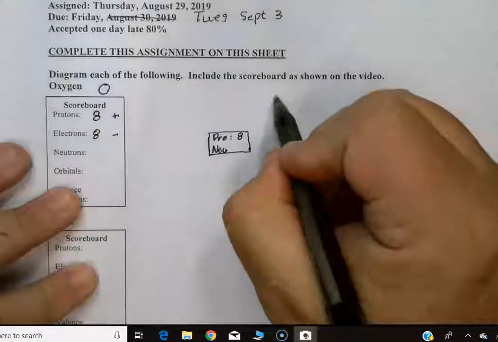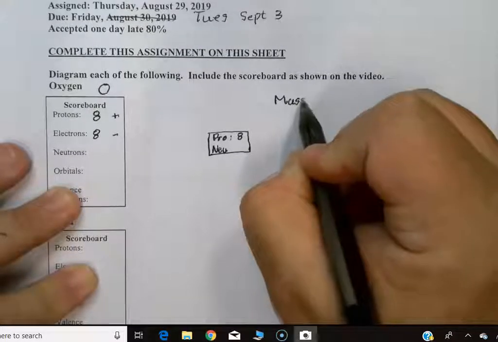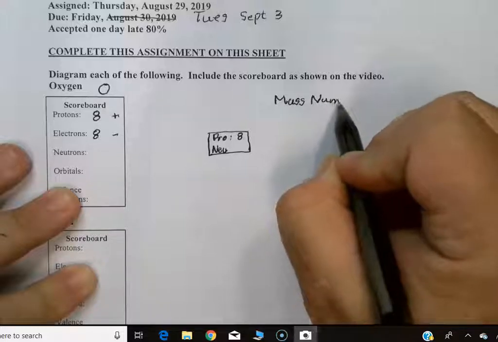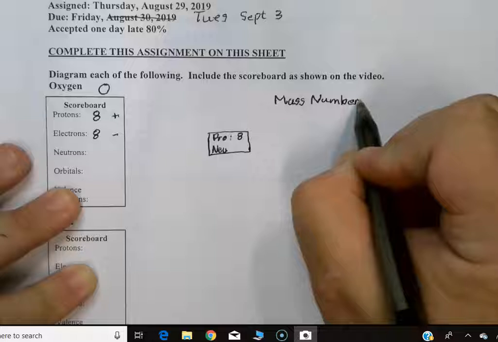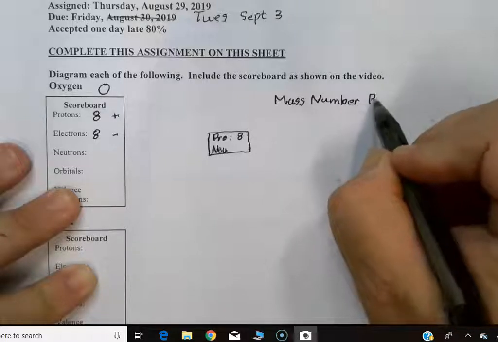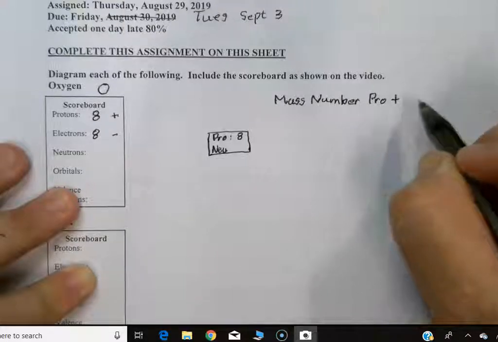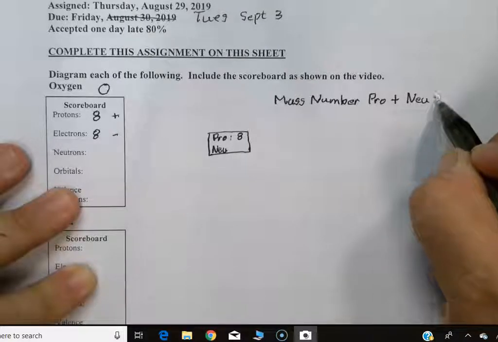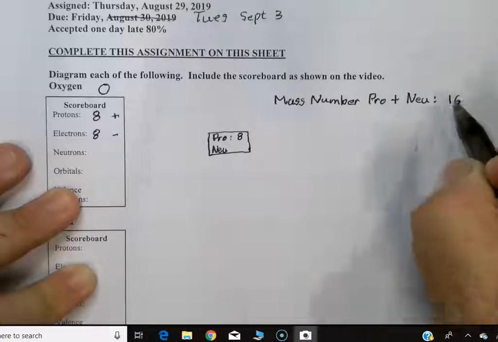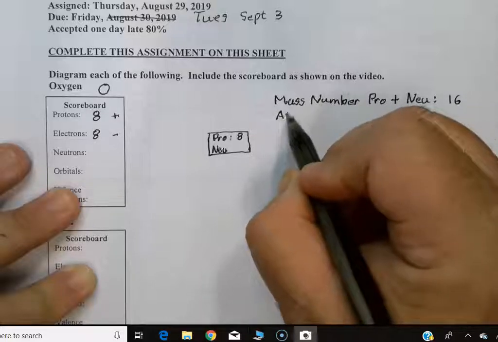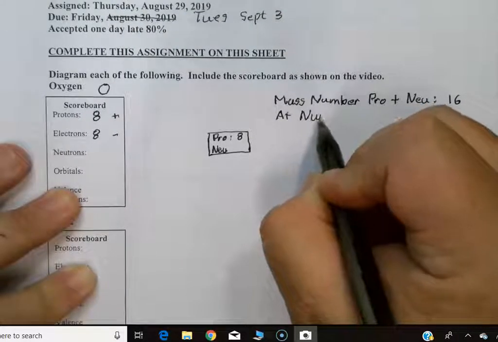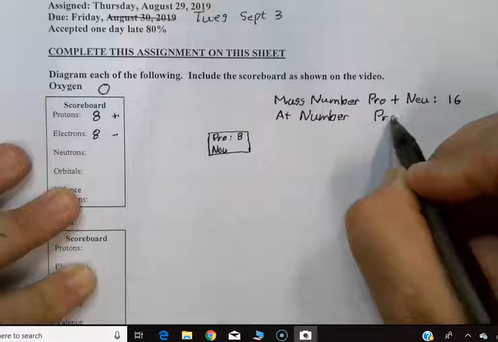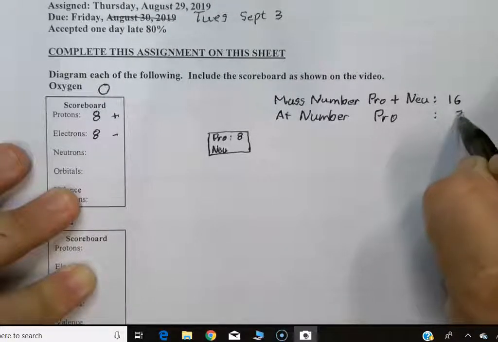So that is called the mass number, as opposed to the atomic mass. So the mass number, you take the atomic mass and you round it to the nearest whole number. Well, for oxygen, it's already a whole number. It's 16. So the mass number is protons plus neutrons, and that is 16. Now we're going to take the atomic number, which is the number of protons, and that's just protons. And there's 8 of those in oxygen.